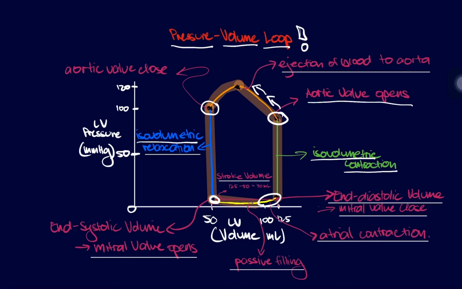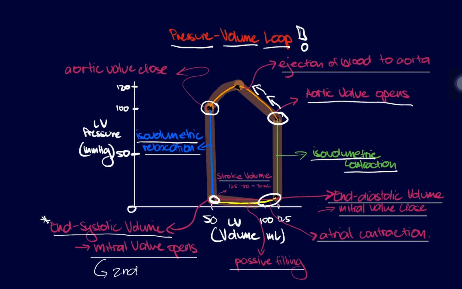This line is also where the end systolic volume is, the volume at which the ventricle has the lowest amount of blood. The left ventricle will then be ready to start another cycle again, another heartbeat, where the mitral valve opens and the blood fills up the ventricle.